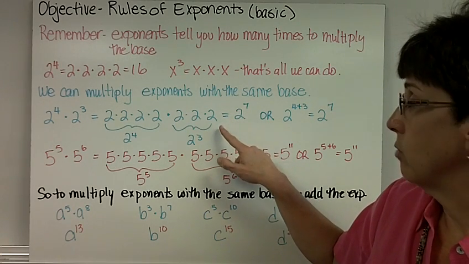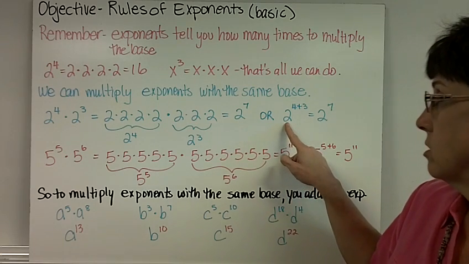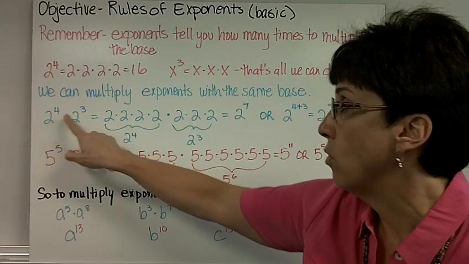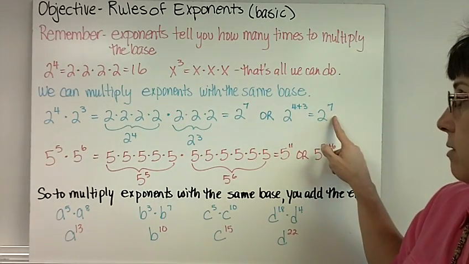But this is a little bit annoying writing this all out. So a shortcut would be to add the exponents. So it's 2 to the 4 plus 3. And 4 plus 3 is 7, 2 to the 7th.